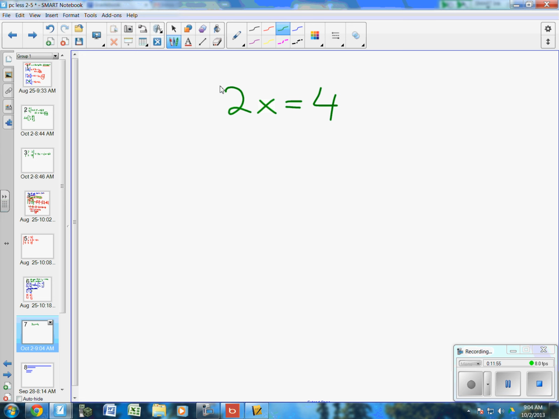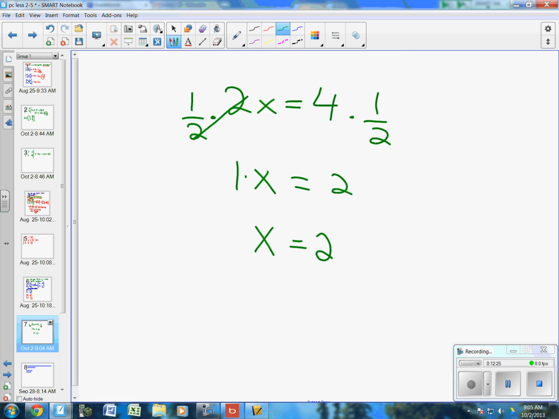The other way to think about it is to multiply by 1/2, the reciprocal, right? Or what we call the multiplicative identity. Because when I times 1/2 by 2, these cancel out and I get 1 times x, right? 1 times x is just x. And over here, 4 times 1/2 is 2, or in other words, half of 4 is 2. And we get this right here.